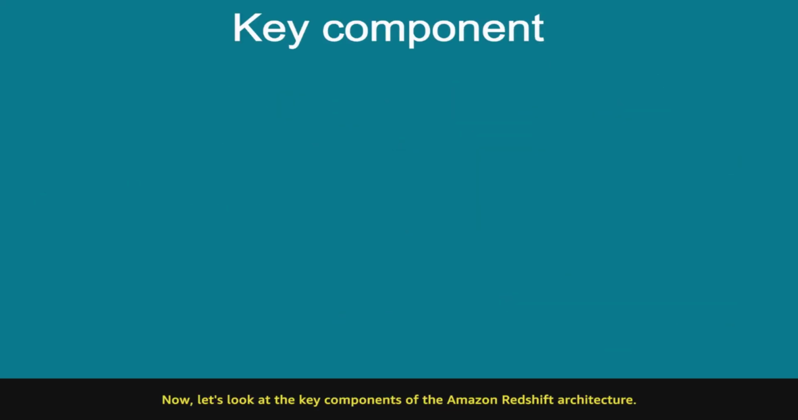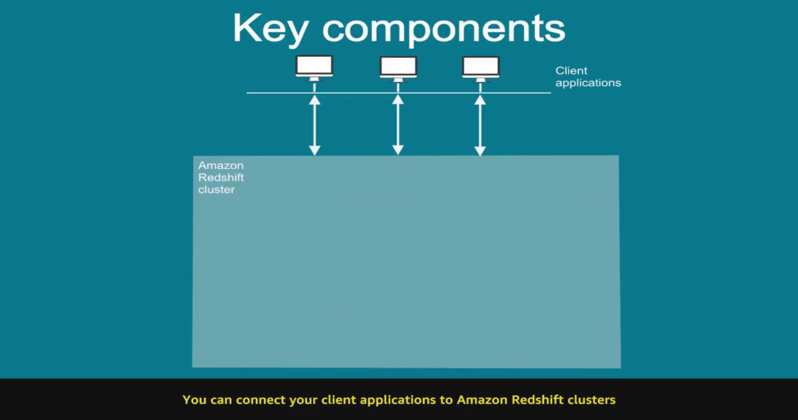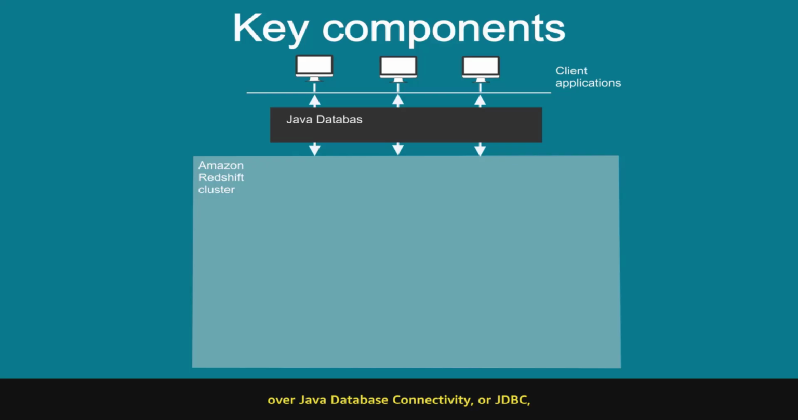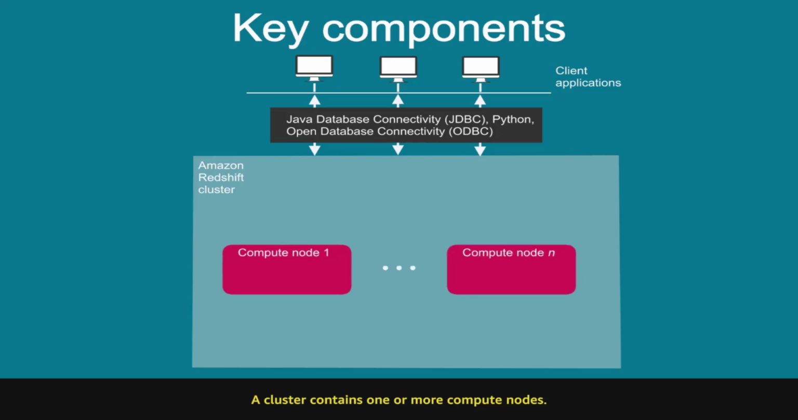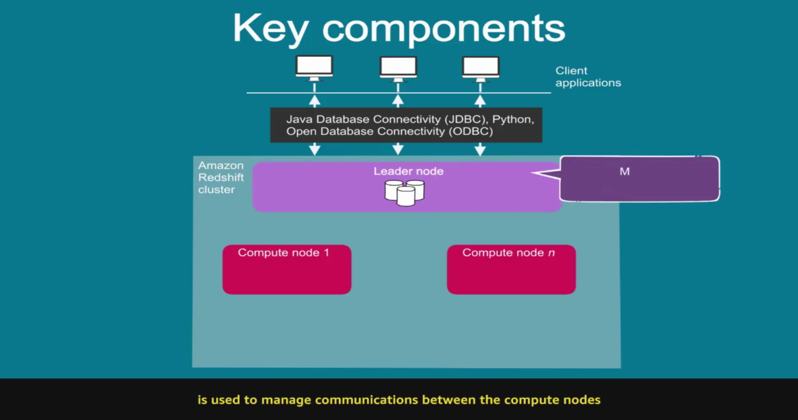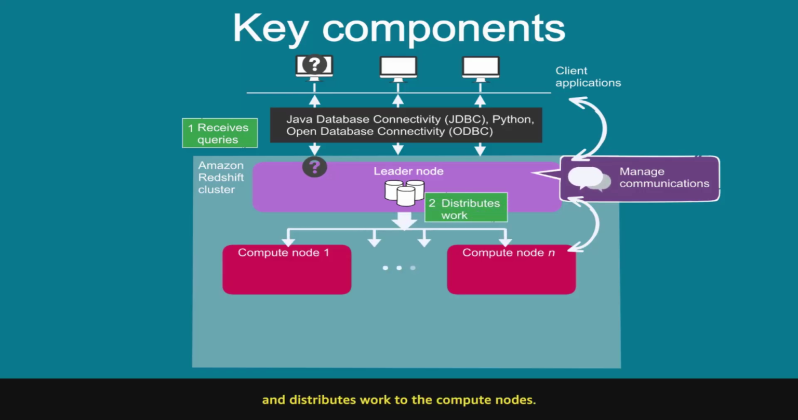Now, let's look at the key components of the Amazon Redshift architecture. Client applications. You can connect your client applications to Amazon Redshift clusters over Java Database Connectivity, JDBC, Python, and Open Database Connectivity, ODBC, connections. A cluster contains one or more compute nodes. If a cluster has two or more compute nodes, a leader node is used to manage communications between the compute nodes and client applications. The leader node receives queries from a client application and distributes work to the compute nodes.